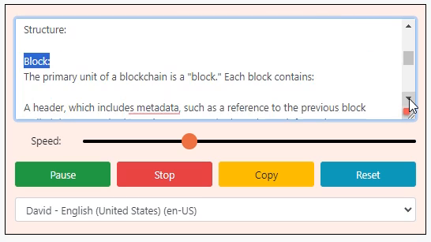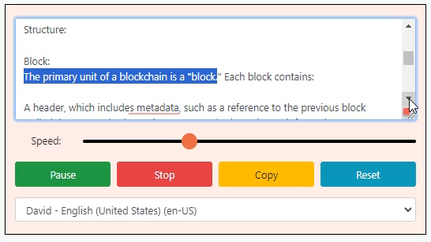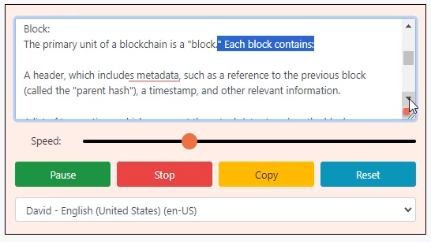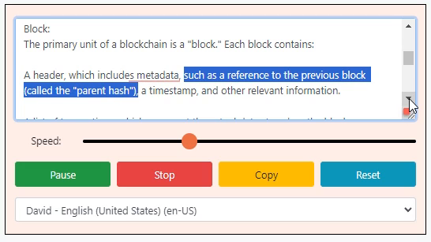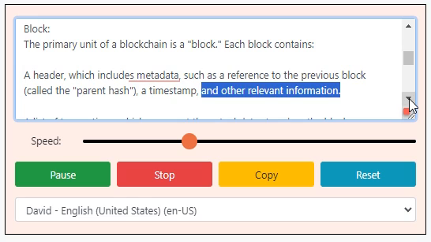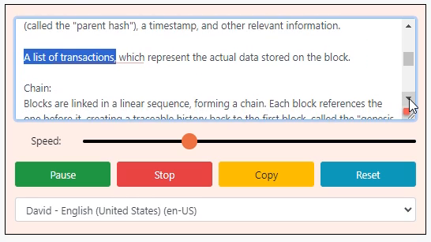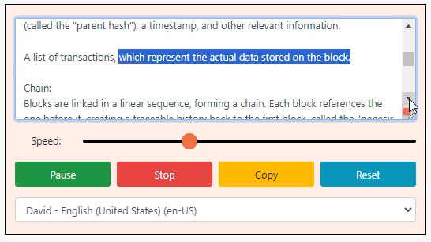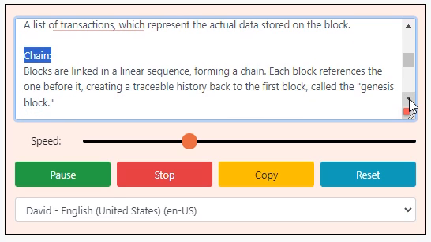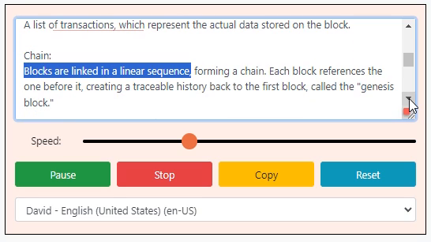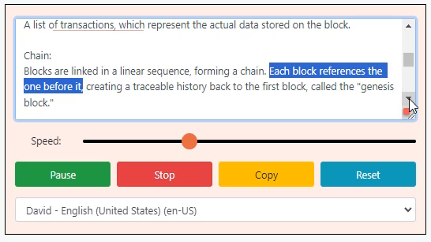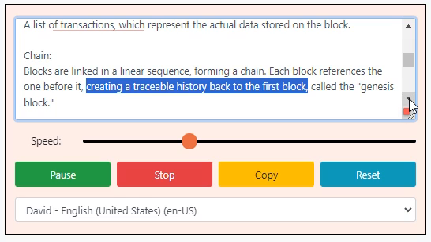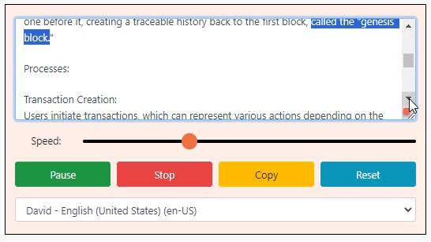Structure. Block. The primary unit of a blockchain is a block. Each block contains a header, which includes metadata, such as a reference to the previous block, called the parent hash, a timestamp, and other relevant information. A list of transactions, which represent the actual data stored on the block. Chain. Blocks are linked in a linear sequence, forming a chain. Each block references the one before it, creating a traceable history back to the first block, called the genesis block.